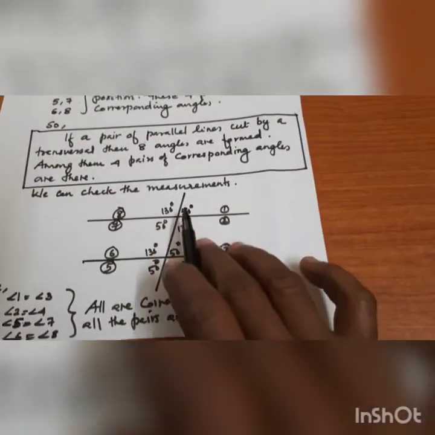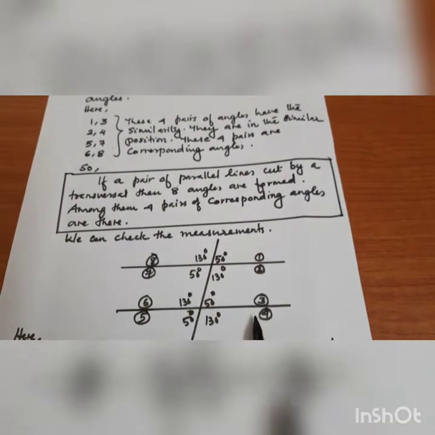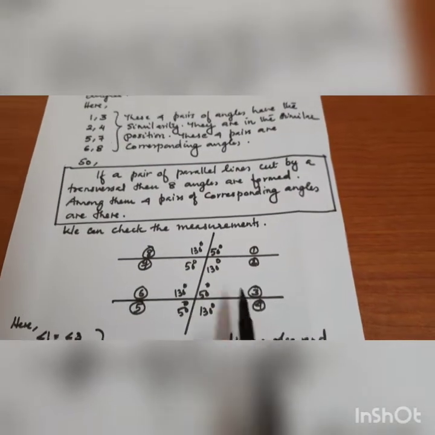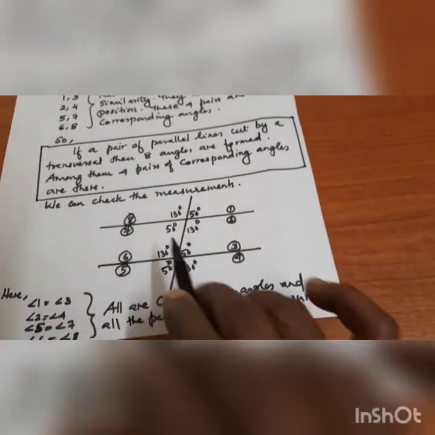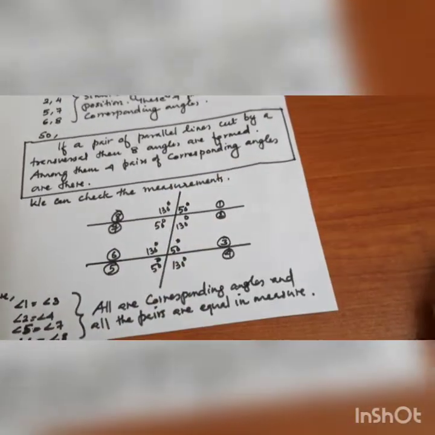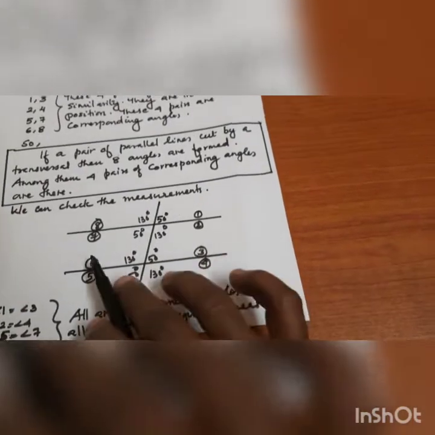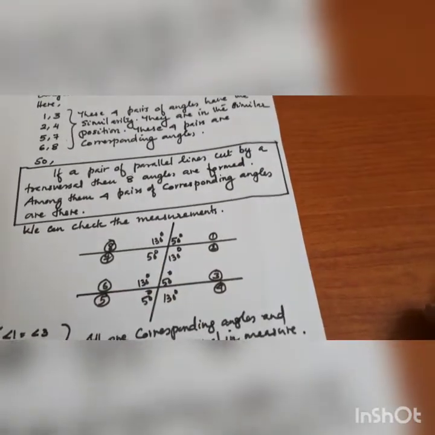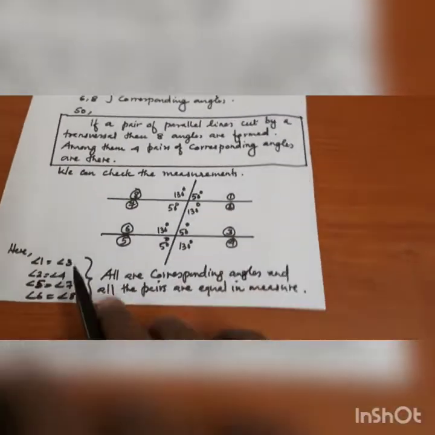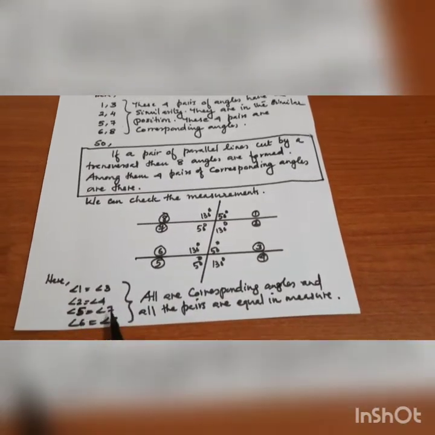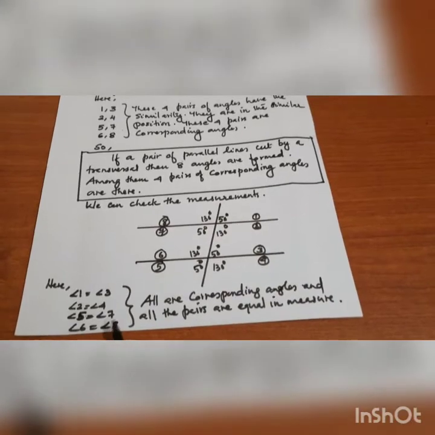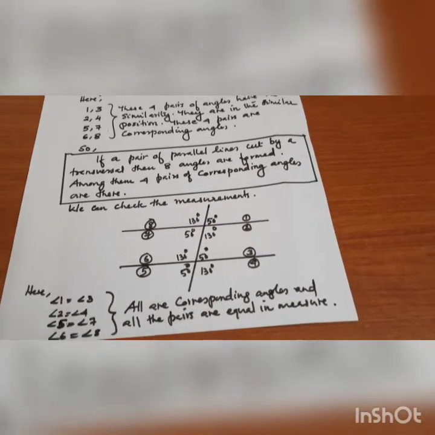Here, check angle 1 and angle 3, both are 50 degrees. Then angle 2 and angle 4, both are 130 degrees. Then angle 6 and 8, both are 130 degrees. And 5 and 7, both are 50 degrees. That is, angle 1 is equal to angle 3, angle 2 is equal to angle 4, angle 5 is equal to angle 7, and angle 6 is equal to angle 8.